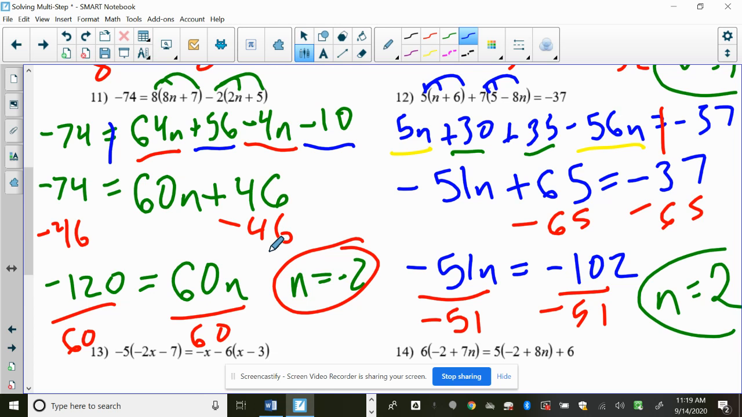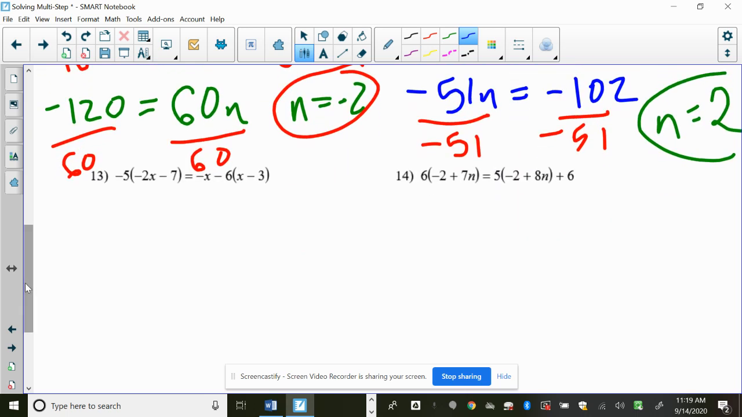All right. So in those two, the parentheses are on the same side of the equation. They can also be on opposite sides. Okay, so let's try 13. Again, first step is the same. We multiply across parentheses. So negative 5 times negative 2x, that'd be positive 10x. Negative 5 times negative 7, plus 35.